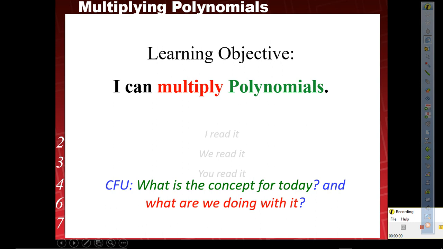That's why we don't need a Frayer model. We don't need a Frayer model, okay? Because we already know what polynomials are. Is that correct? Tell me the definition for polynomials.